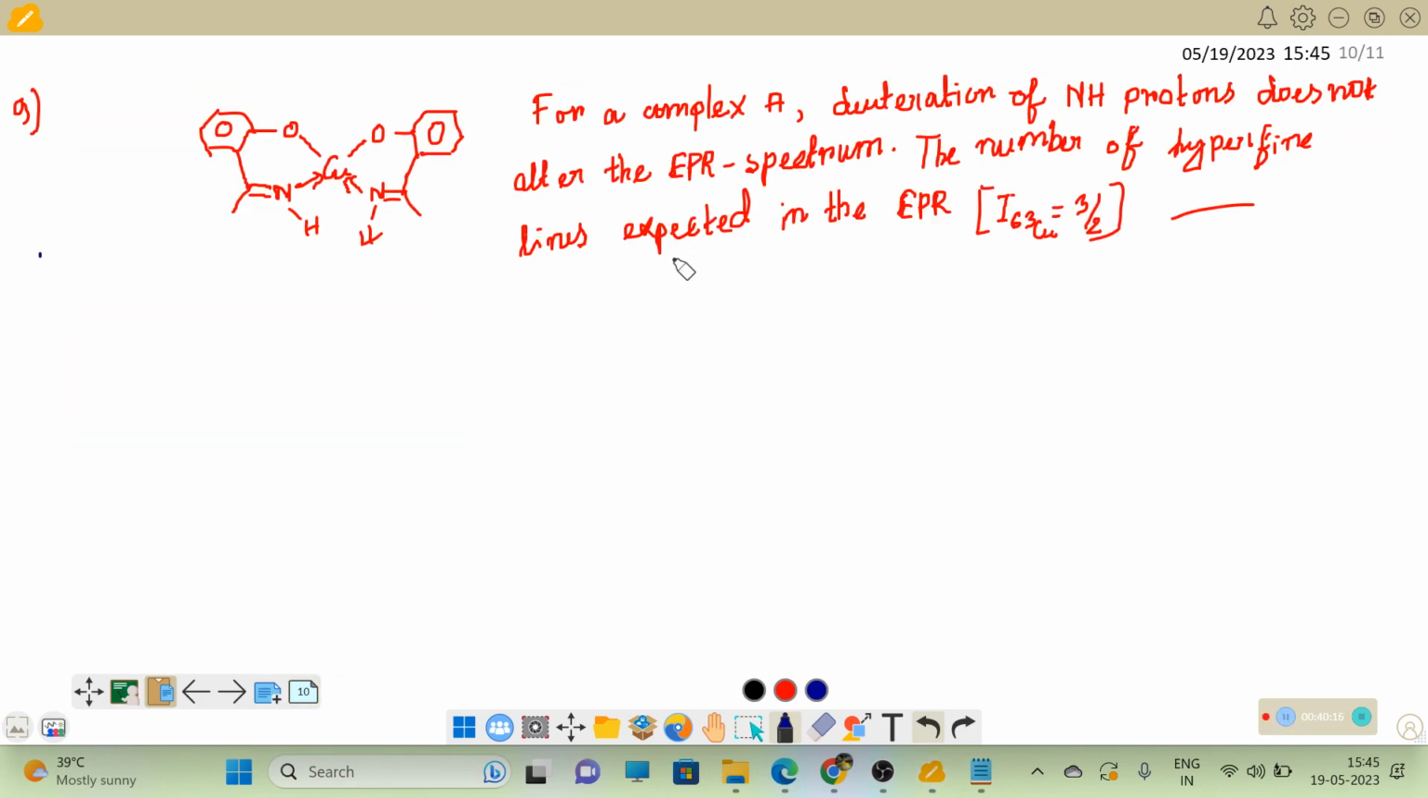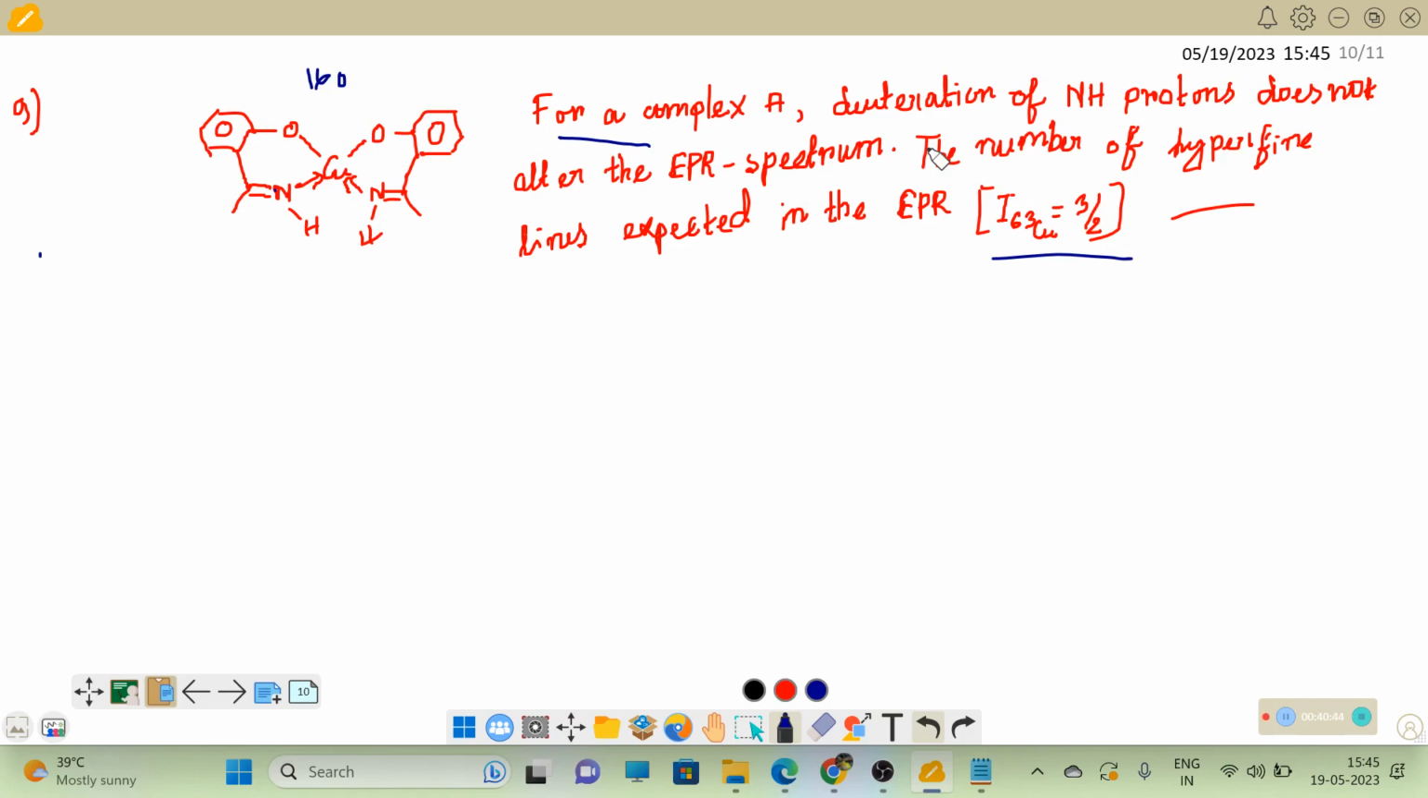See here, you can see that the complex is given. One complex is there, Cu is present. The nuclear spin I is given here, and it is connected to an oxygen that is 16O, which is not nuclear active, but nitrogen is present. That is NMR active. Hydrogen is NMR active. Carbon 13C is NMR active, not 12C.